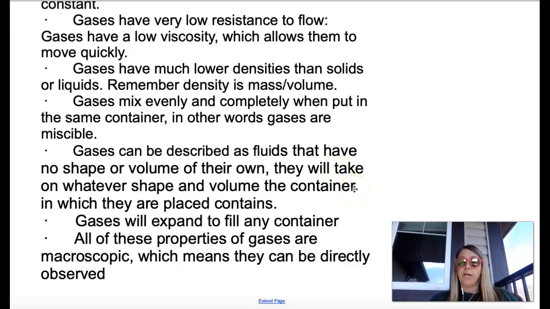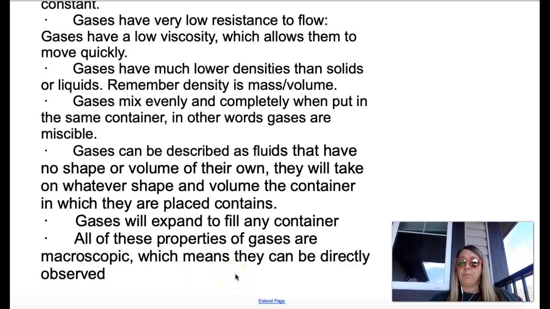Okay, gases can be described as fluids that have no shape or volume of their own. They will take on whatever shape and volume the container into which they are placed contains. So they could be a huge volume, they could be a small volume, they can have all different types of shapes. All of these properties of gases are macroscopic, which means they can be directly observed.